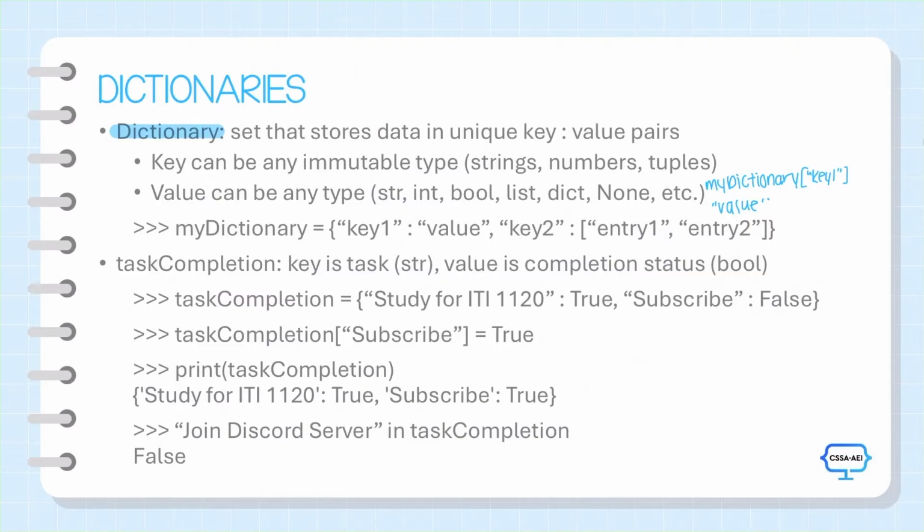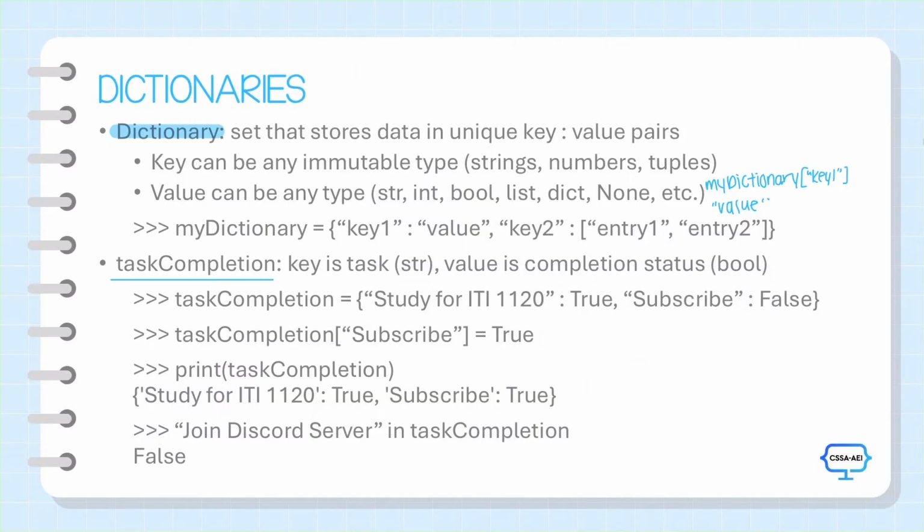So let's take a look at this example. I have a dictionary called task completion, where my key is the name of a task as a string, and then the value is its completion status, so a Boolean. So here I have my task, study for ITI, and its completion status is true. And then I have my task, subscribe, and its completion status is false. Okay, so that's my dictionary.